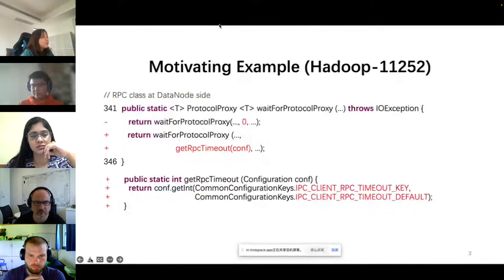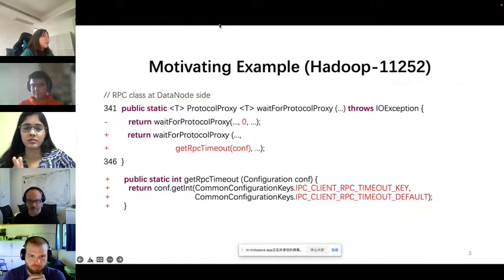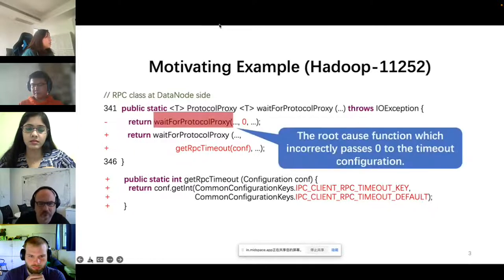We use a real Hadoop bug to illustrate how a performance bug happens and how it manifests in machine data. The root cause of this bug is here. The root function is this function. It passes a 0 timeout value to the configuration incorrectly, and 0 means never timeout. Therefore, when the name node experiences some unexpected problems, such as network outages, the data node hangs on waiting for the response from the name node.